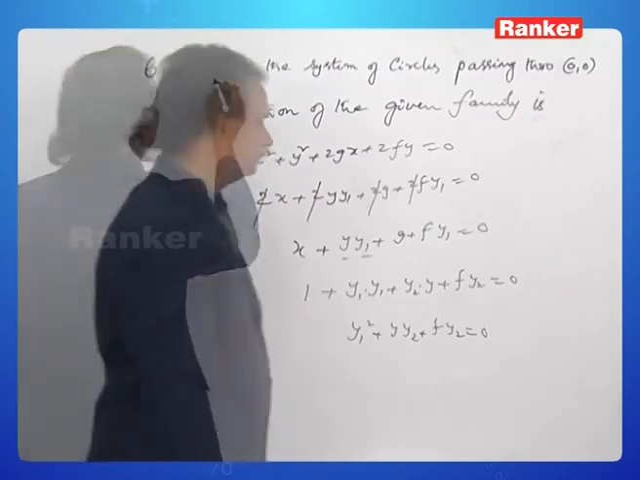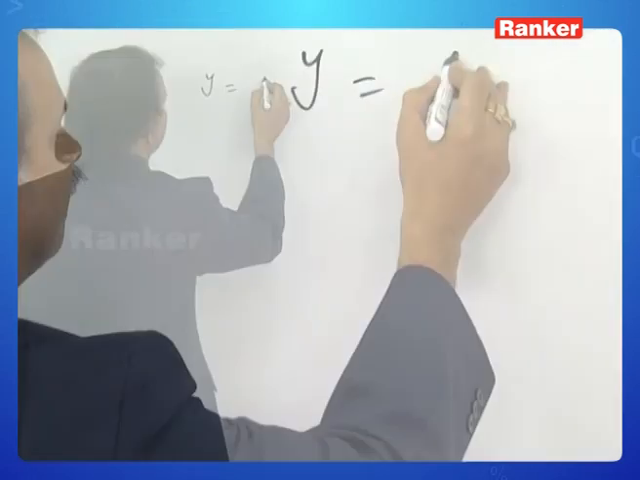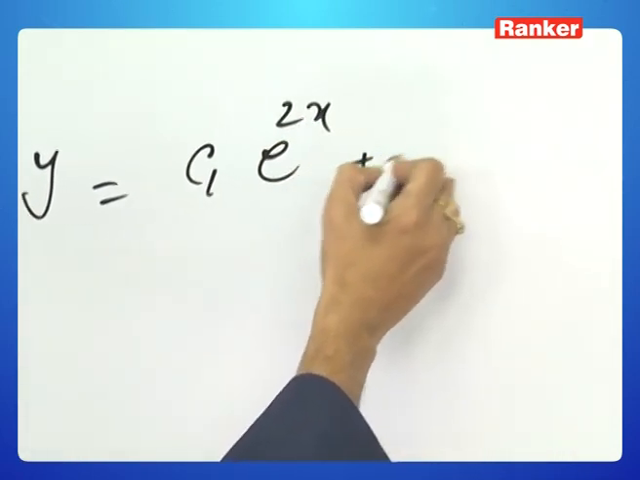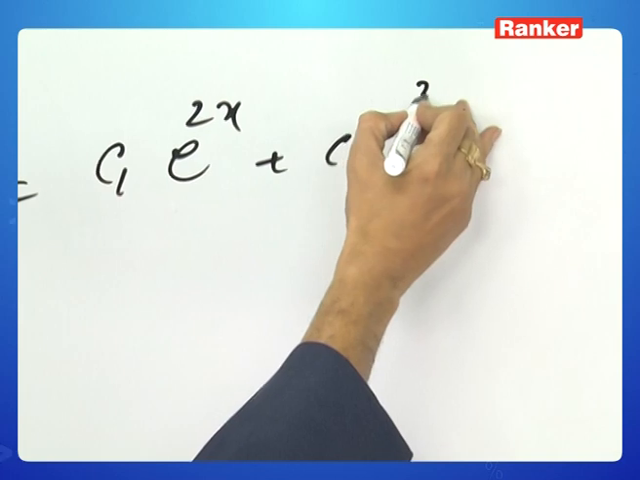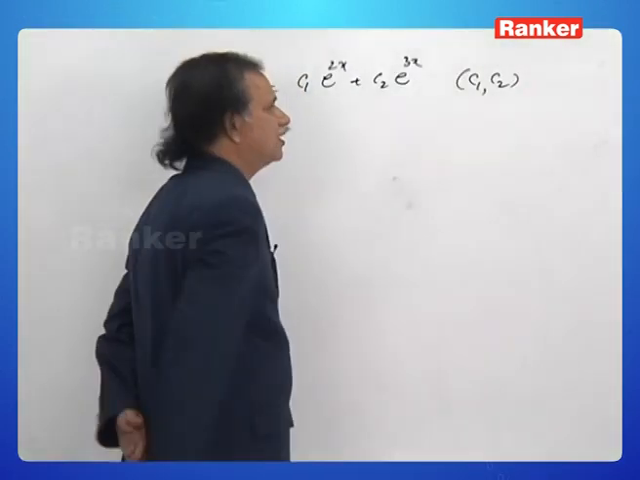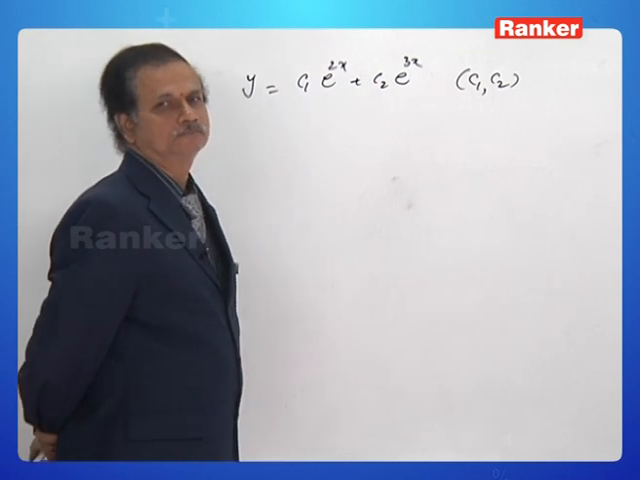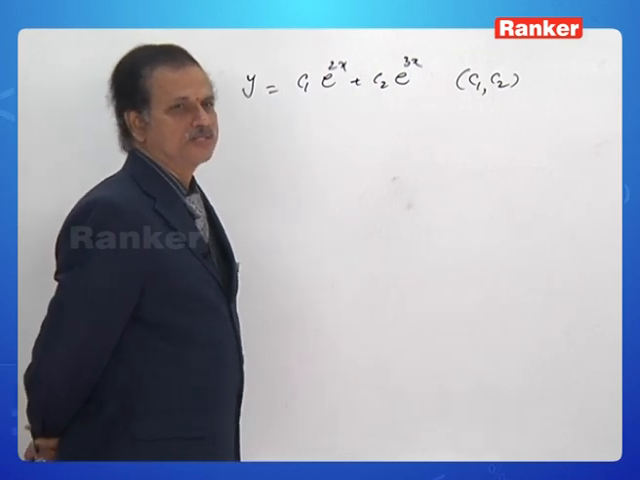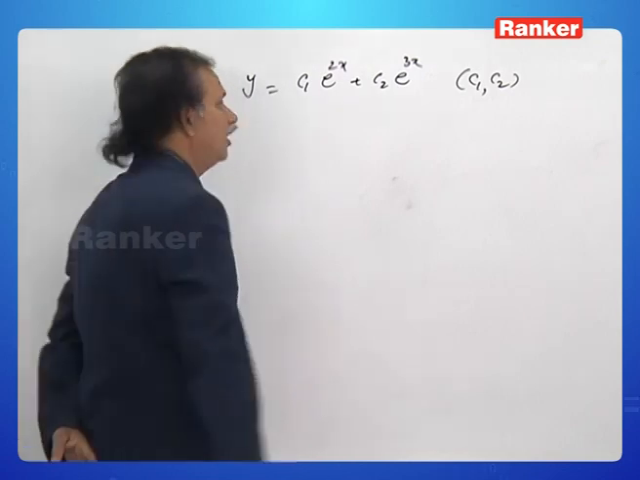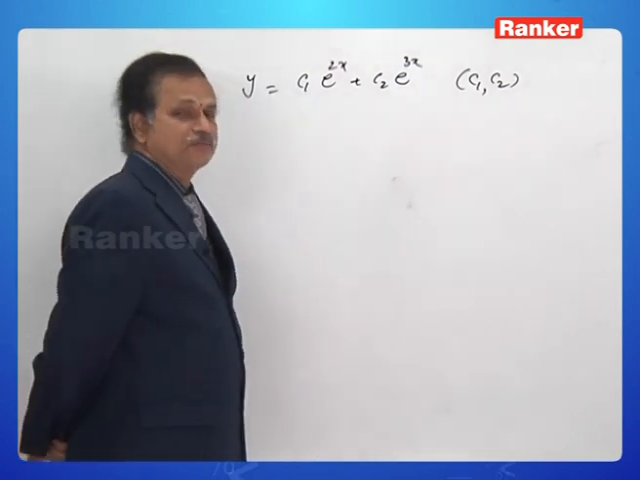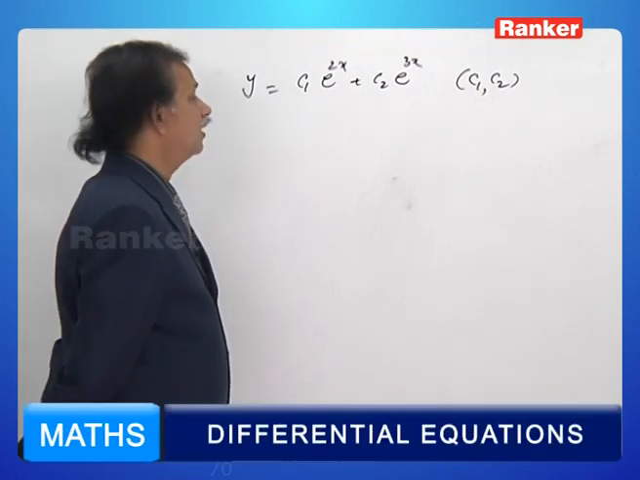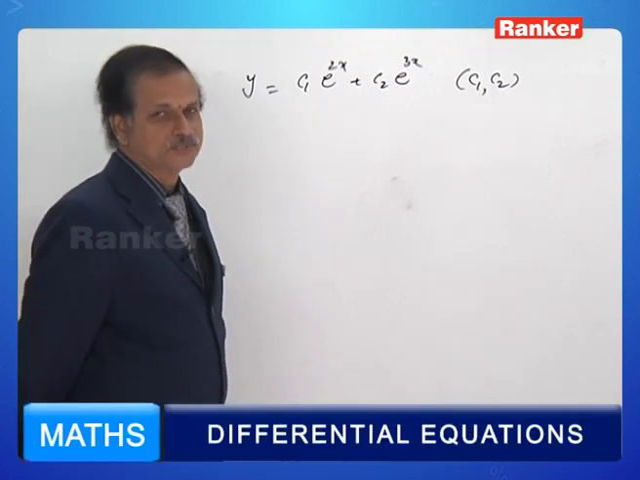Okay, yes. Y is equal to C1 into e power 2x plus C2 into e power 3x. You are supposed to eliminate C1 and C2. How to eliminate? How many constants are supposed to be eliminated? 2 constants are supposed to be eliminated. What are they? C1 and C2.